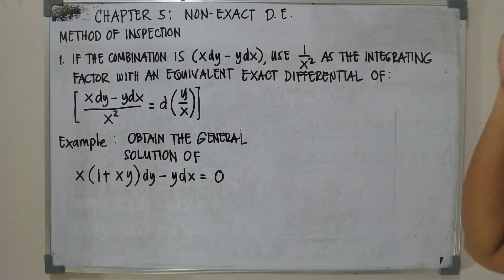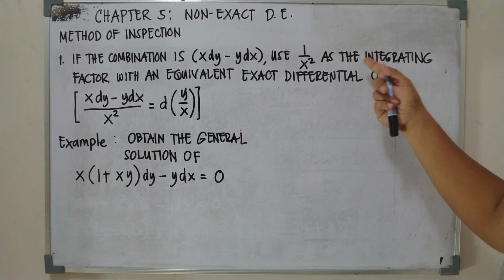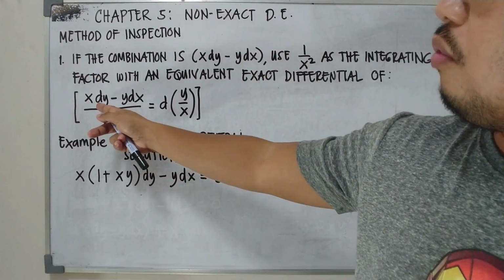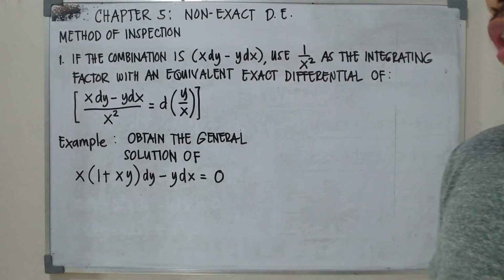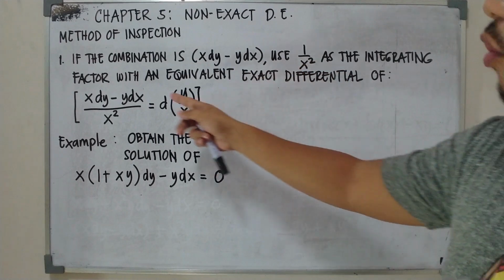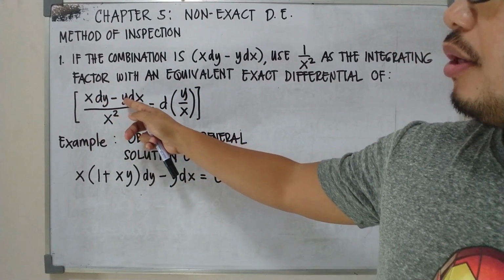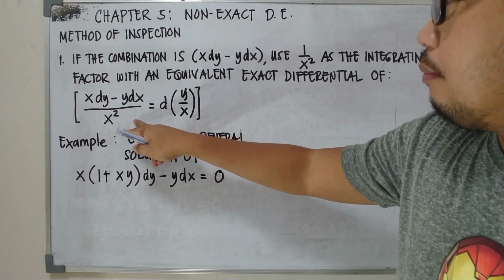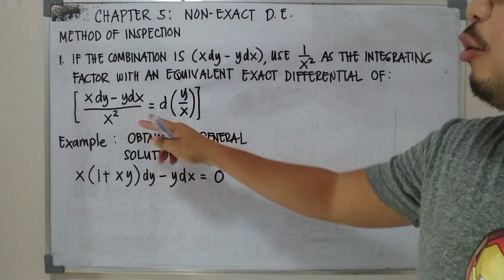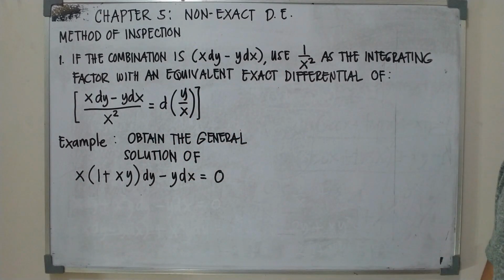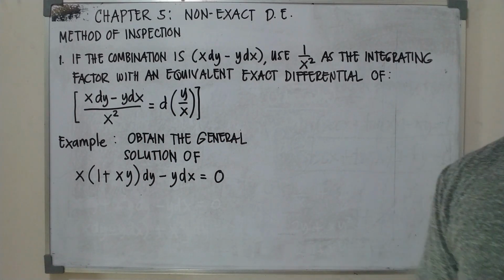Why? Because upon multiplying the integrating factor with this combination, you will get x dy minus y dx over x squared. Because you multiply x dy minus y dx with 1 over x squared, you get the equation x dy minus y dx over x squared. This combination multiplied by the integrating factor is equivalent to d, or the derivative of y over x. So we have a combination that we will use in our non-exact differential equation.